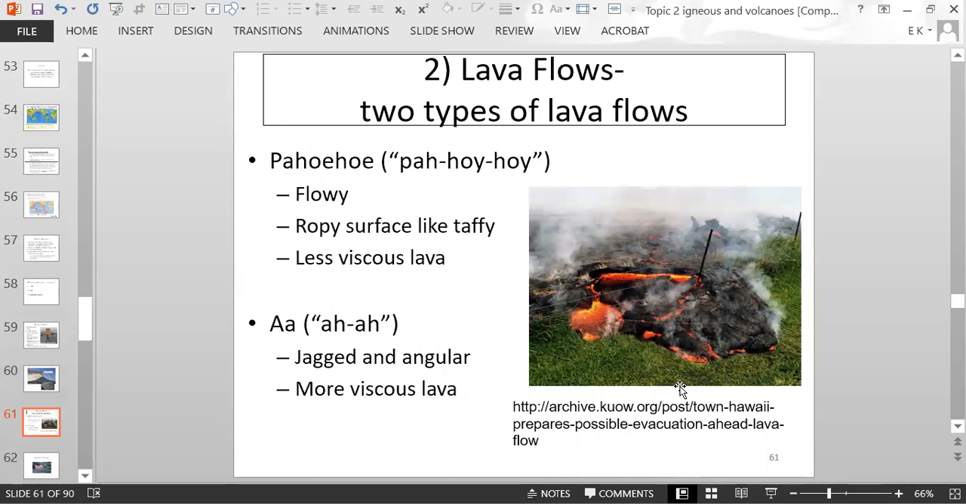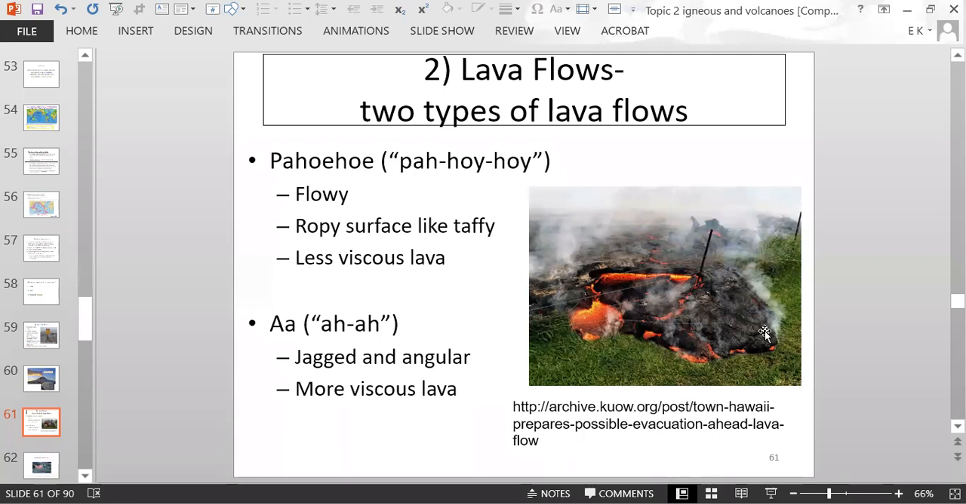Okay, and the second thing in the list of things that come out of a volcano was lava. So we're going to discuss the types of lava that can come out. There are two different types of lava flows. A lava flow is just the lava that flows out of the volcano, and it describes how it flows along the ground.